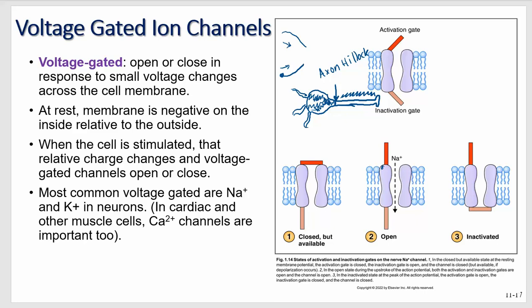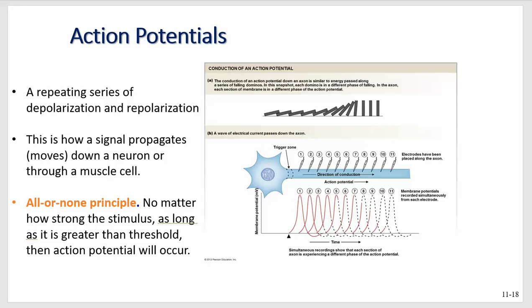At rest, it's negative on the inside. When the cell is stimulated, that relative charge changes and the voltage-gated channels open or close. The most common voltage-gated channels are sodium and potassium. We'll also see calcium channels. We see these in cardiac muscle, skeletal muscle, smooth muscle, nerves. We see them in any kind of cell that's electrically active. Okay, so this is kind of the whole process of what we're looking at here.